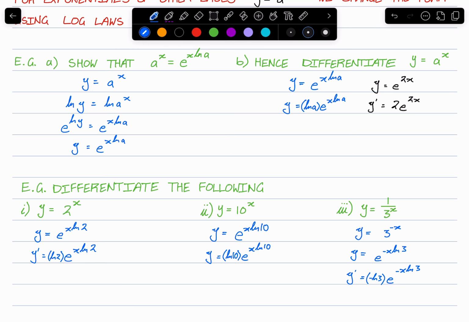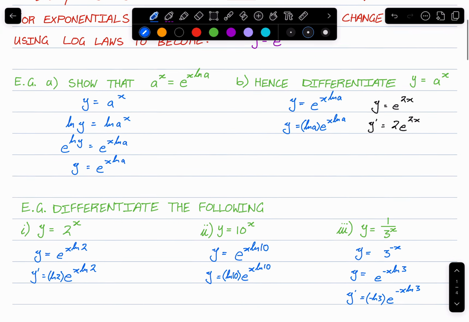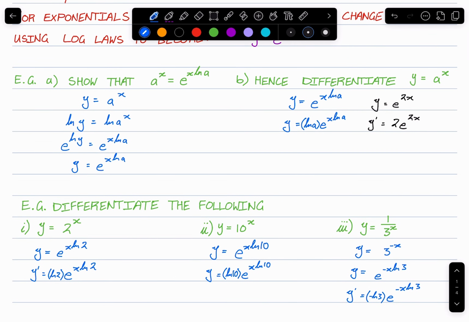That there is the derivative of a to the power of x. So hope to see you in the next video where we take a look at shortcuts of this. But hope to see you then, and best of luck.